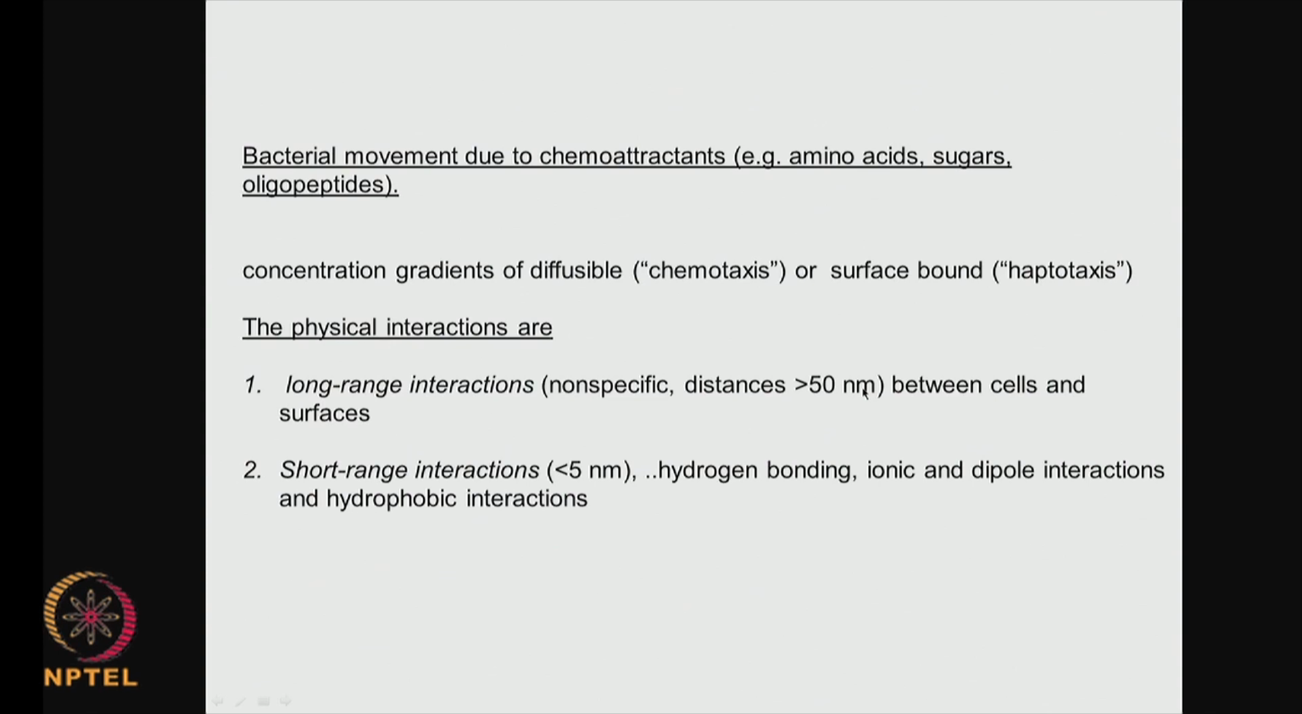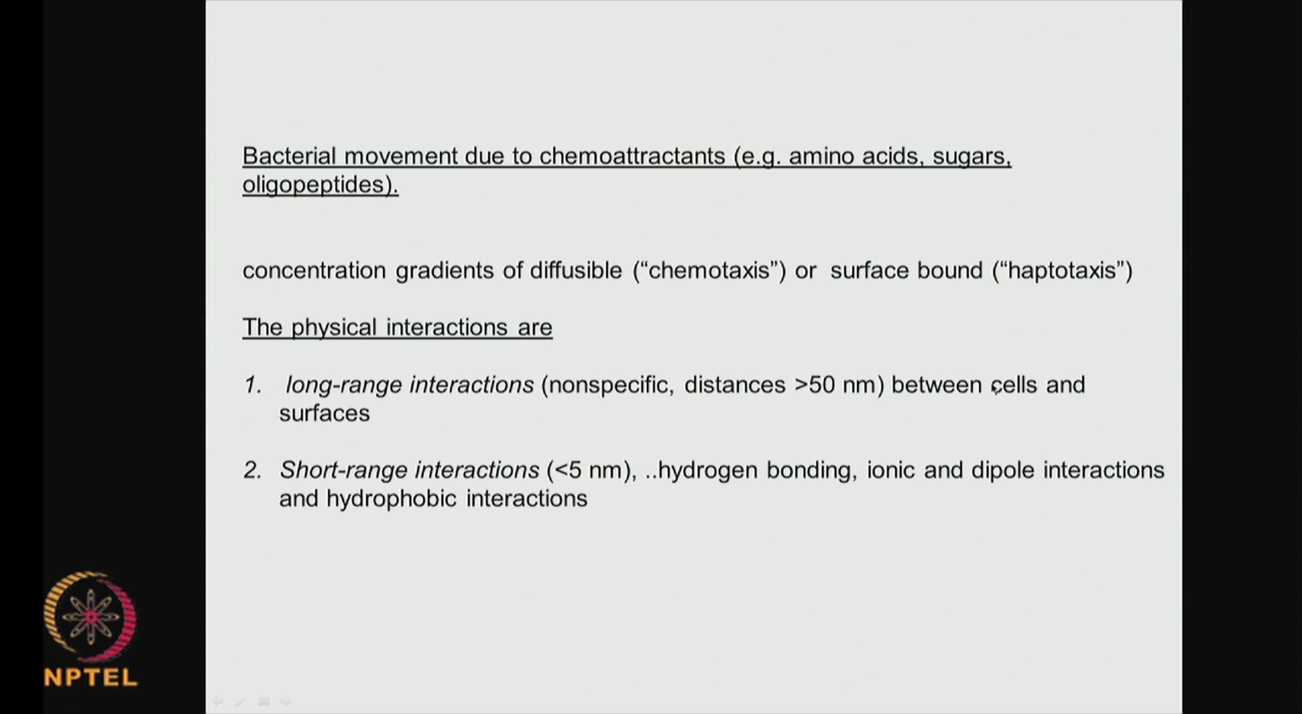It could be greater than 50 nanometers between the cells and surface, whereas short range interactions will be less than 5 nanometers: hydrogen bonding, ionic dipole interactions, hydrophobic interactions. These are all short range. So, these are all long range. So, we have two types of gradients produced because of chemotaxis and haptotaxis.